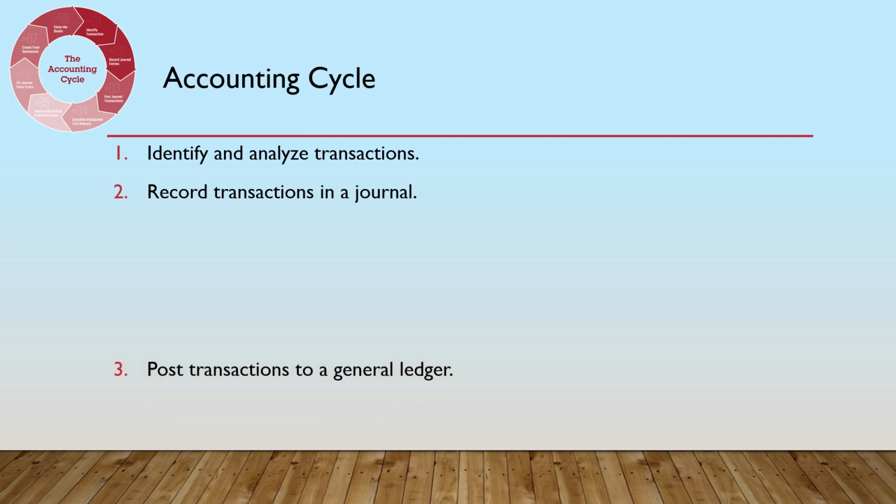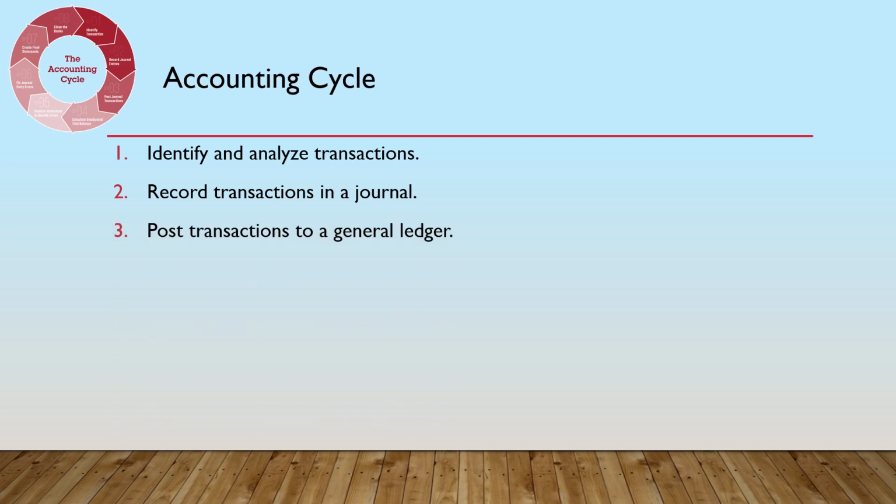The accounting cycle involves several sequential steps. Now let's see what the steps involved in the accounting cycle are. Firstly, we are going to identify and analyze the transactions. Then we are going to record the transactions in a journal. Thirdly, we are going to post the transactions into a general ledger. Then we are going to prepare the trial balance before the adjustment, which is known as the unadjusted trial balance. Then we are going to prepare the worksheets and analyze them.